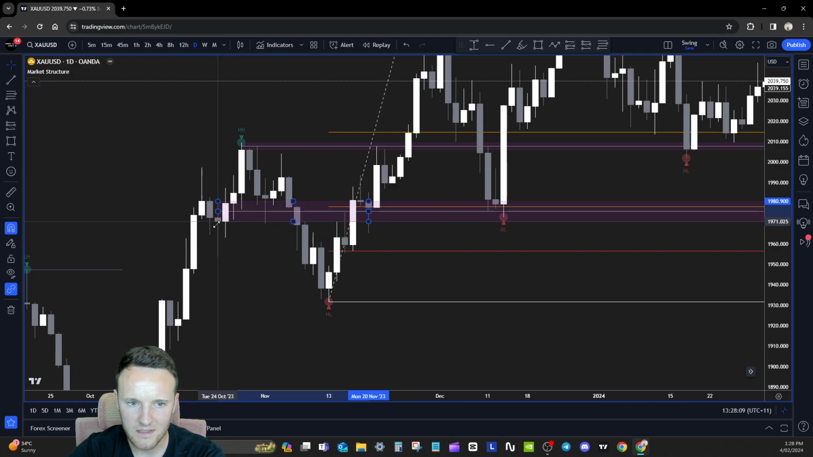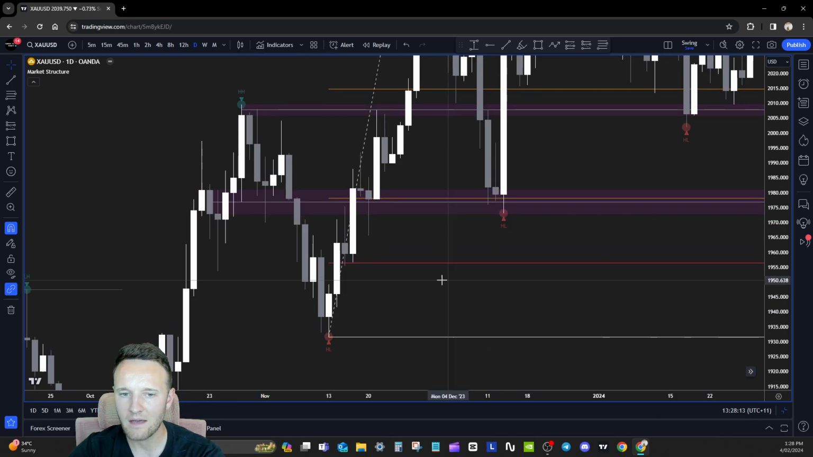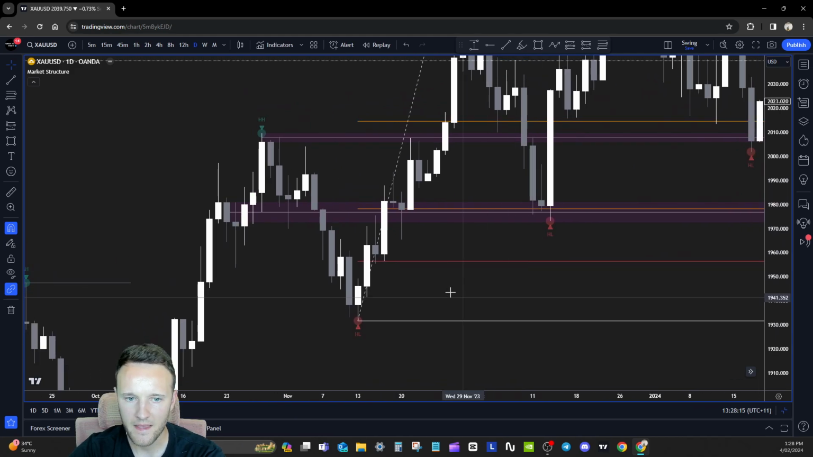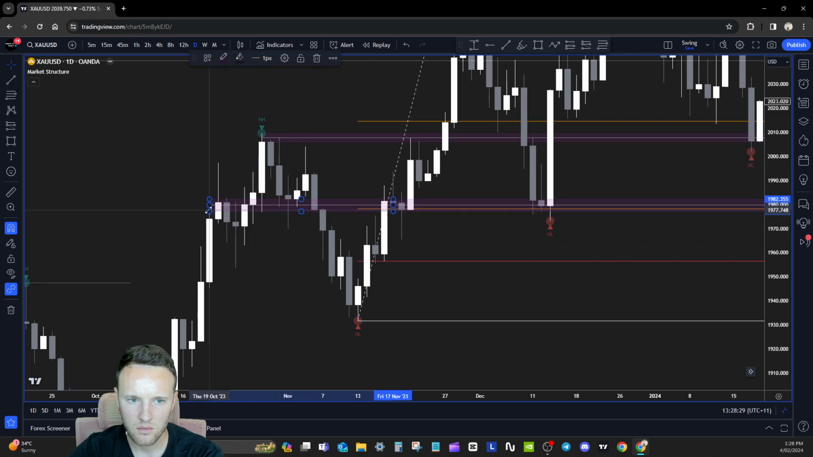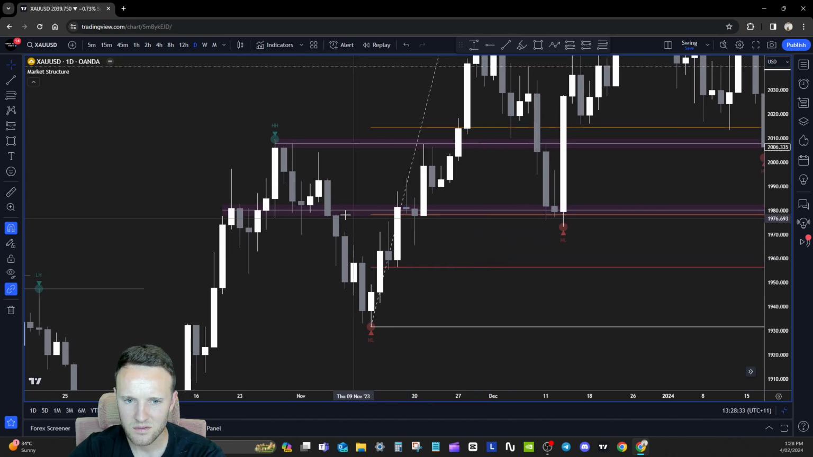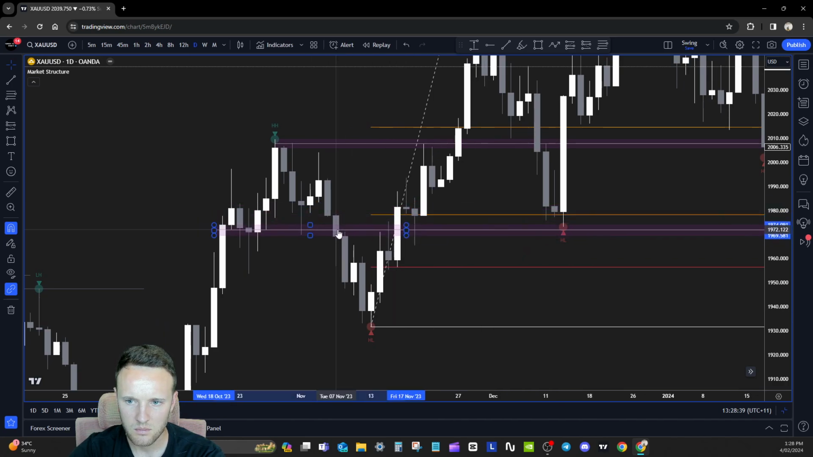What we want to do is find a nice level of structure. Okay, so what we have here is, we go from there to there to there. Resistance, support, support, or there's this one, which I think.